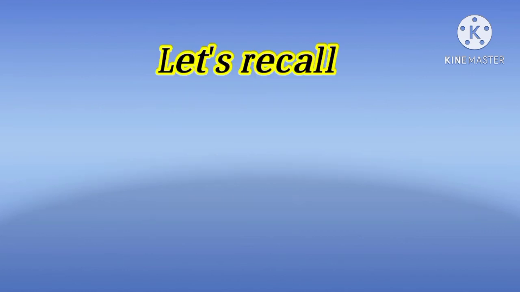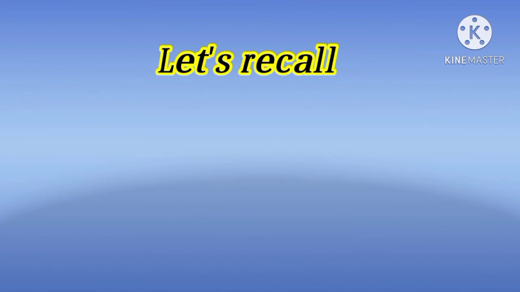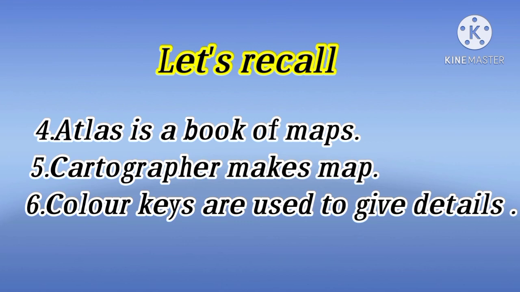Let's recall what we have learnt in this lesson. Globe is a miniature model of Earth. Equator divides the globe equally. Maps are representation of Earth on a flat surface. Atlas is a book of maps. Cartographer makes maps. Color keys are used to give details.